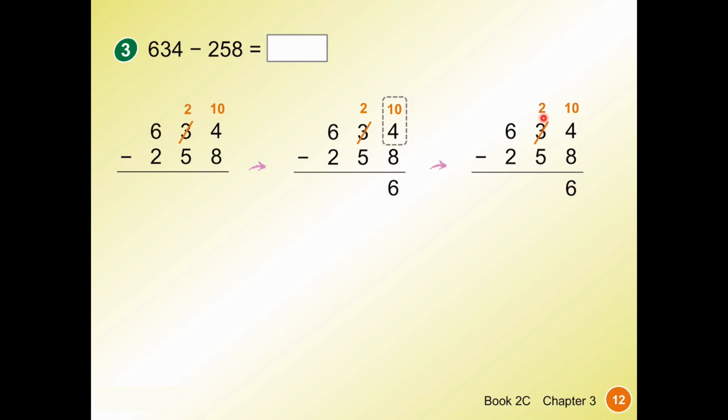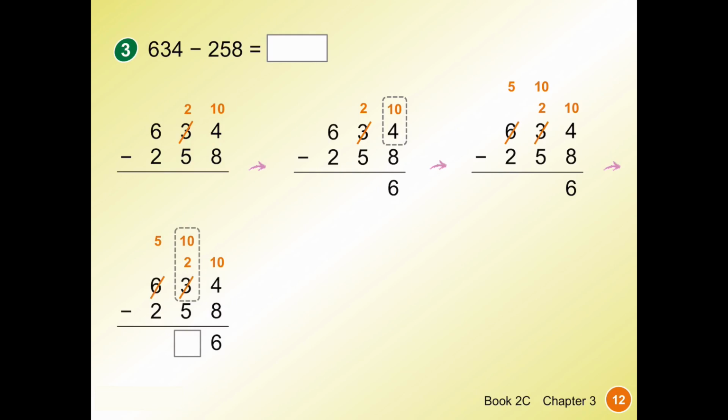And for the tens place, 2 is smaller than 5. So we need to borrow 1 from the hundreds place. And for the tens column, we have the 10 up here, we have the 2. So 10 plus 2, 12, minus 5, we have 7. And for the hundreds column, we're only left with a 5. 5 minus 2, we have 3.